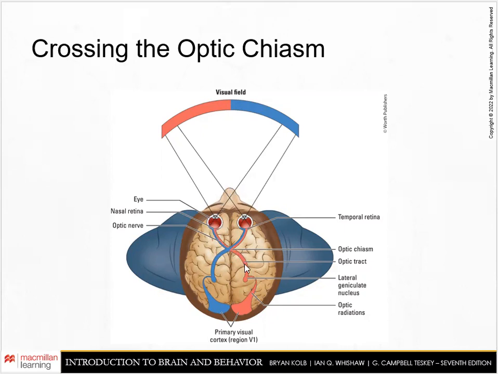The nasal side, that's crossing over. Same thing here. The nasal side, that is crossing over. Whereas the light information that's coming and hitting the outside of the eye, so in this case, the right visual field, it's on the outside, it's staying on the outside. It's not crossing over. And likewise over here, okay?